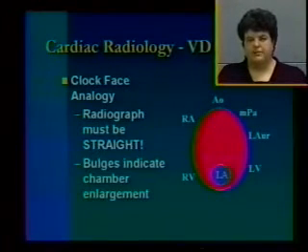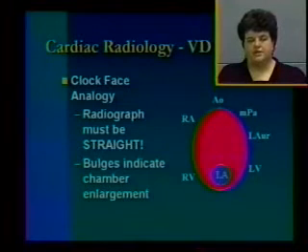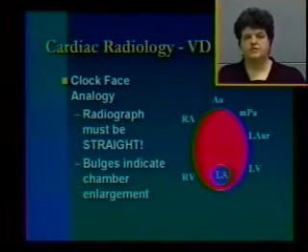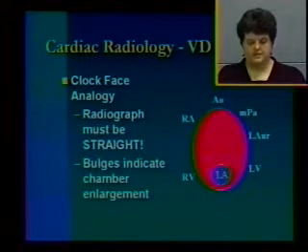First thing to remember is that the radiograph must be straight, because if it's not, it's going to alter the pattern of bulges. And secondly, the bulges at any particular area actually indicate chamber enlargement. So if we have an enlargement at 12 o'clock, that's going to be an enlargement of the aortic root. It's commonly seen in aortic stenosis. If you have enlargement at 1 o'clock, that's going to be enlargement of the main pulmonary arterial segment, most commonly seen, particularly in our case in Florida, in dogs with heartworm disease.